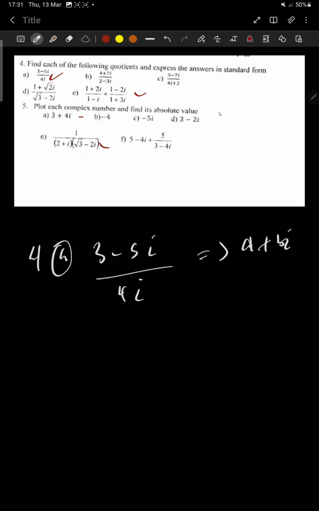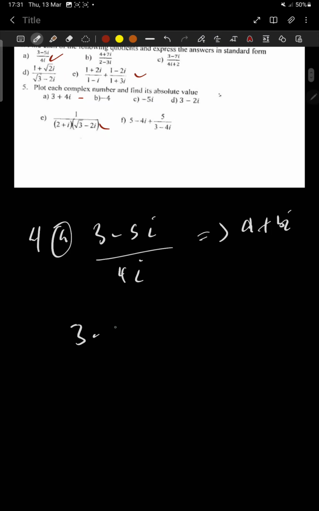We have 3 minus 5i over 4i. The question says to express it in standard form. Now the standard form for this is a plus bi. So let's find ways of doing so. In other words, you need to remove the imaginary part from the denominator. So you can multiply this by i if you want. What's the conjugate here? You can say negative 4i over negative 4i.